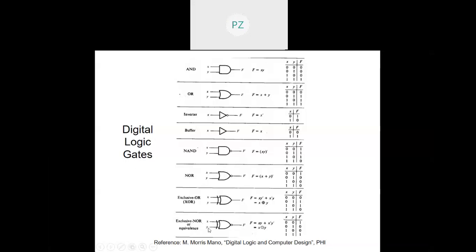Exclusive NOR or equivalence is just an exclusive OR followed by NOT. So this will be the simple one, and you can see that I'm just inverting it. So 0 becomes 1, 1 becomes 0, and this 1 becomes 0 and 0 becomes 1. Now over here, this exclusive NOR function is essentially summation 0, 3, which means summation of minterms m0 and m3. Two minterms are there. How can you write them? This is xy or x dash y dash.